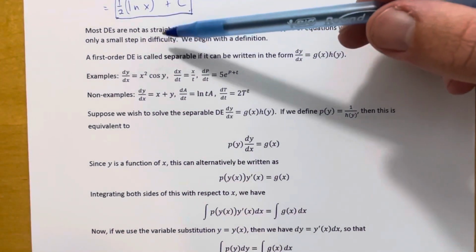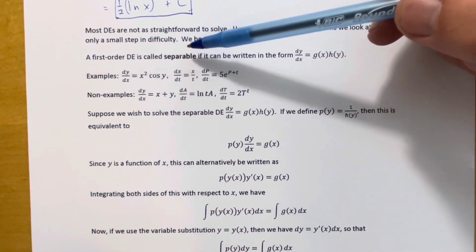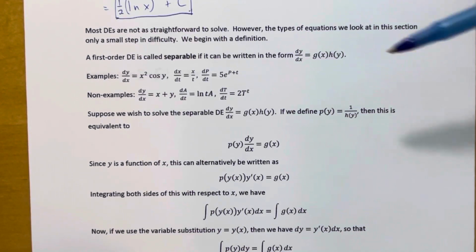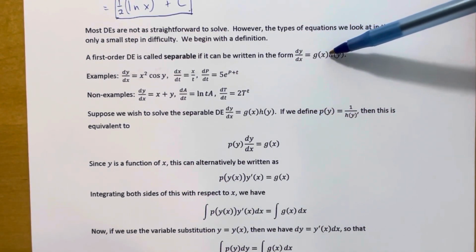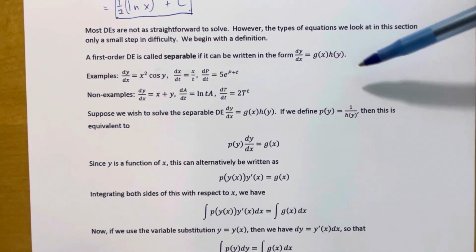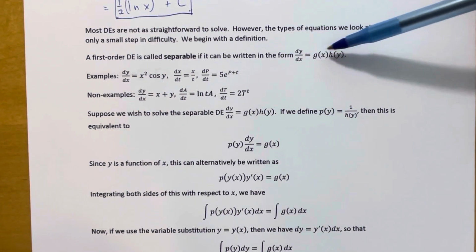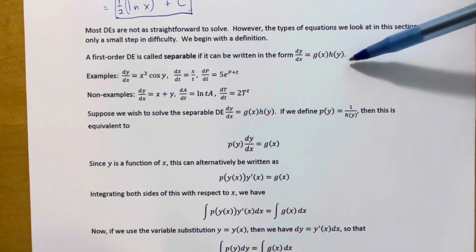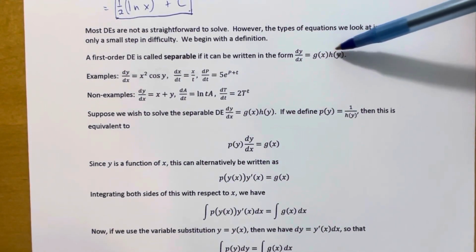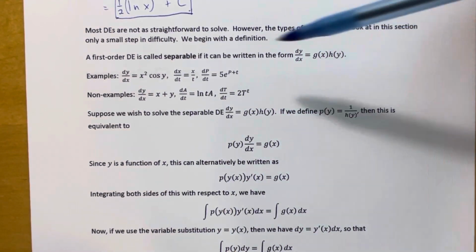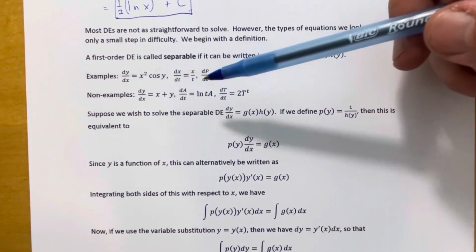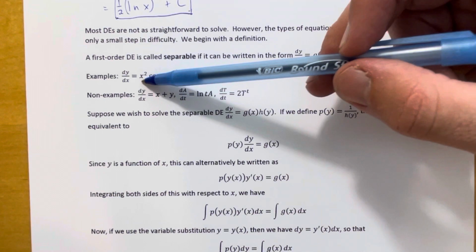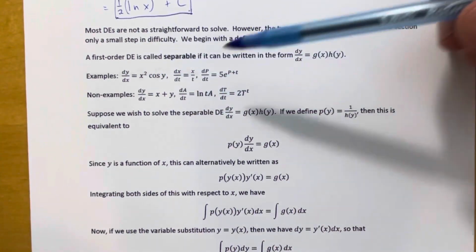So we say that a first order differential equation is separable if you can write it in this form: dy/dx equals g of x times h of y. So there's x's and y's appearing here, but specifically it's a function of just x that's being multiplied to a function of just y. So here are some examples of separable equations. dy/dx equals x squared cosine of y. It's a function of x times a function of y.